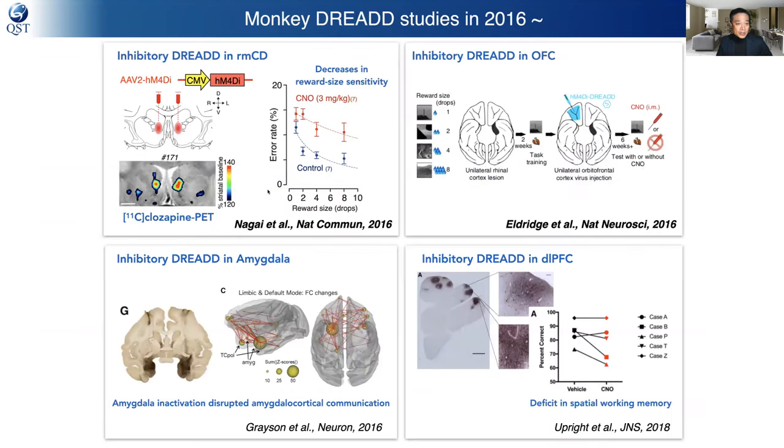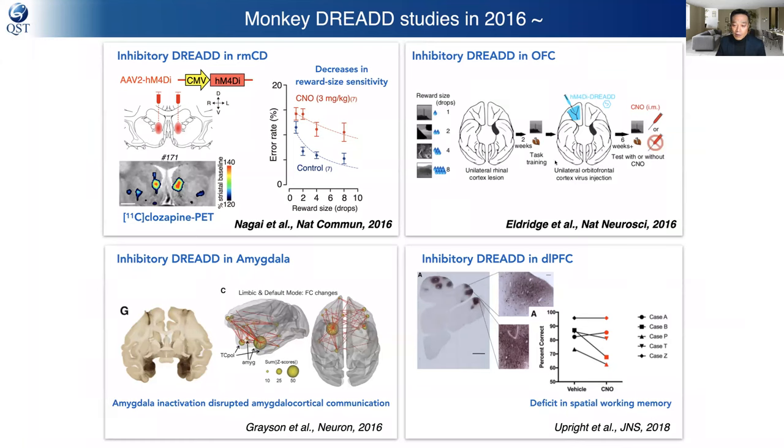The first study was done with the inhibitory designer receptor expressed in the bilateral striatum, named the rostromedial caudate. And every time we gave the CNO, we obtained a nice behavioral change. I'm not going to detail this, but we found these lesions are related to reward size sensitivity, because every time we silenced this area, the monkey showed a deficit.